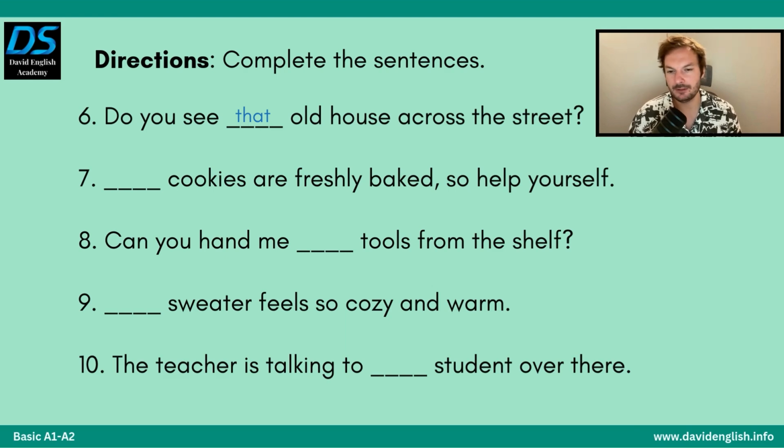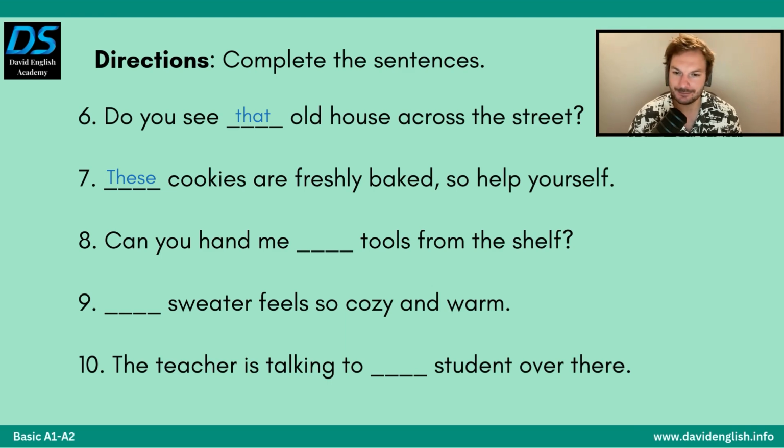Now, number 7, cookies, they're plural, are freshly baked. So help yourself. Sounds to me that the cookies there are right there in front of us. So I'm going to say, these cookies are freshly baked, so help yourself. These cookies are freshly baked, so help yourself.